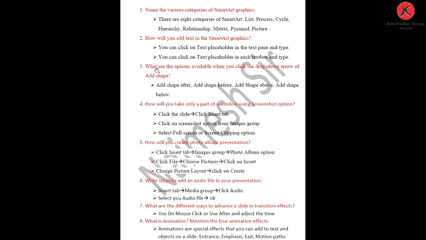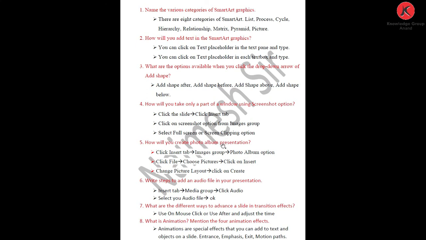There are two ways. What are the options available when you click the drop down arrow of add shape? So there are 4 ways: add shape after, add shape before, add shape above, and add shape below. How will you take only a part of window using screenshot option? So for this, click this slide and click insert tab, click on screenshot option from the images group and select full screen or screen clipping option.